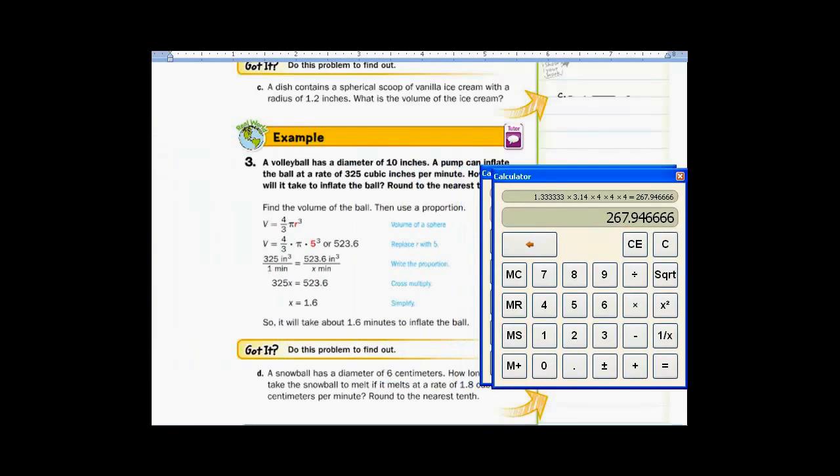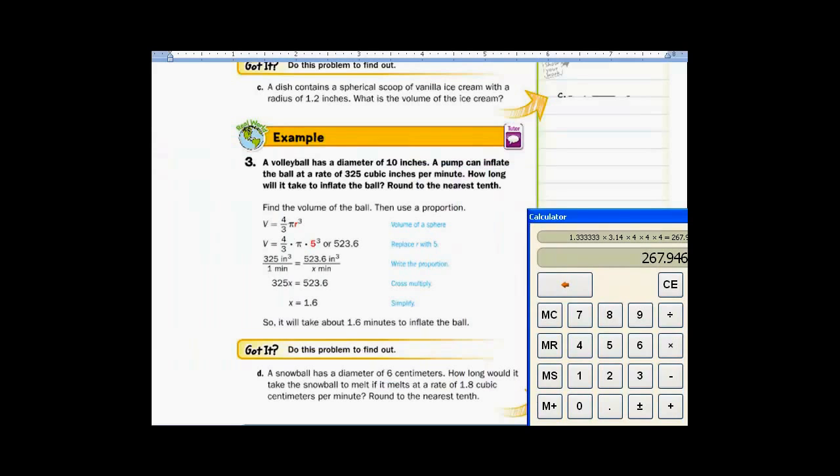All right, a volleyball has a diameter of 10 inches. A pump can inflate the ball at a rate of 325 cubic inches per minute. How long will it take to inflate the ball? Round to the nearest tenth.